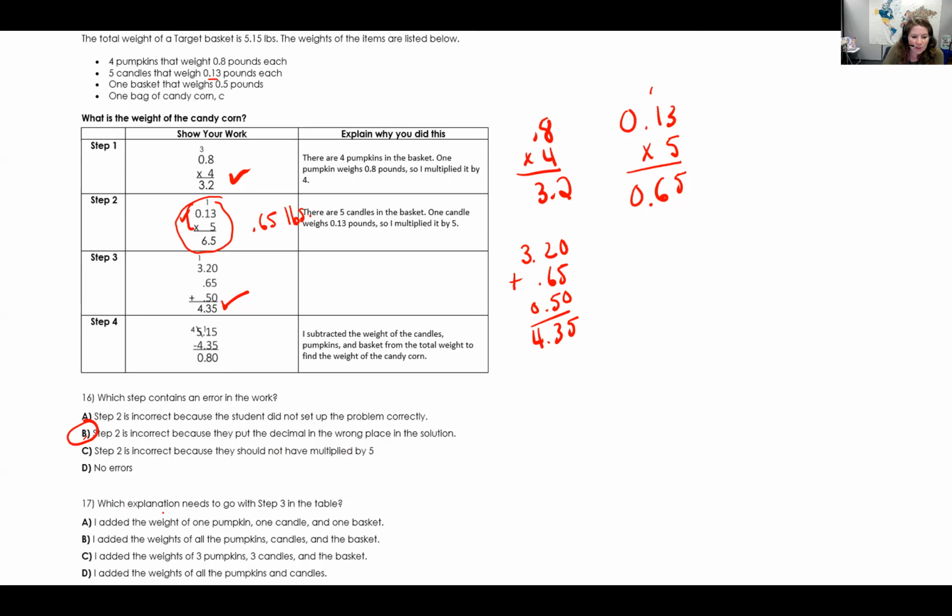And then number 17 says, which explanation needs to go with step 3? So what does this mean? I think I just showed you over here. We have the weight of the pumpkins plus the weight of the candles plus the weight of the basket. So this number has to be the total weight. I added the weight of 1 pumpkin. No, this is 4 pumpkins. That one's not right. I added the weight of all the pumpkins, candles, and the basket. That is true. I added the weight of 3 pumpkins. Nope, there was 4. I added the weights of all the pumpkins and candles. That's true, but plus the basket. But B is the right answer.